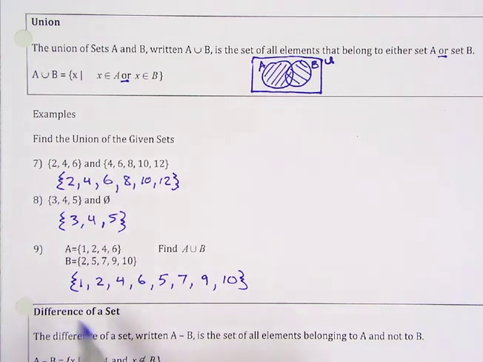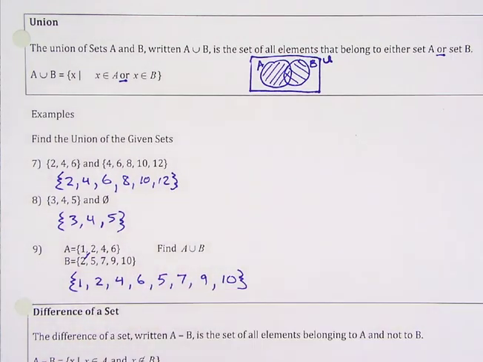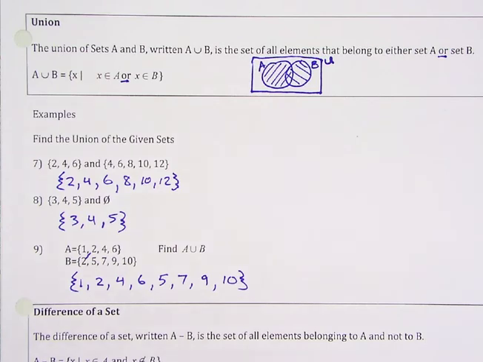All right, so here we get 1, 2, 4, 6, 5, 7, 9, and 10. So the 2 was duplicated, and we only need to use it once. Now, is it wrong if I put 5 out of order here? Okay. No, it's not. So a set is just a listing of elements, and the order of those elements doesn't matter. Typically, we like to see things in order, but this would be just fine.